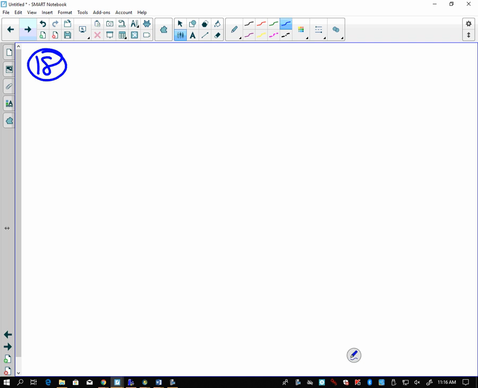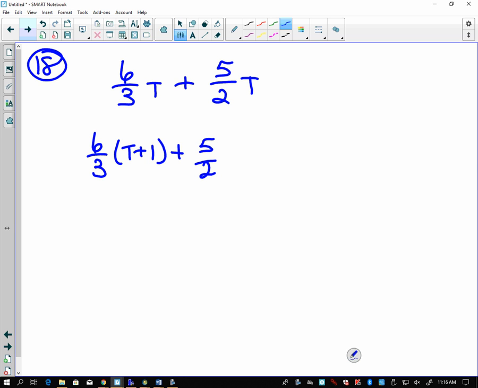Number 18. CJ can haul 6 loads in 3 days. Faye can haul 5 loads in 2 days. Rate times time plus rate times time equals jobs, right? So we would look at loads per day: 6 over 3 times time plus 5 over 2. That's her rate. But notice that CJ, who's our first guy, starts work 1 day before Faye. So he's 6 over 3 times t plus 1, plus 5 halves t.